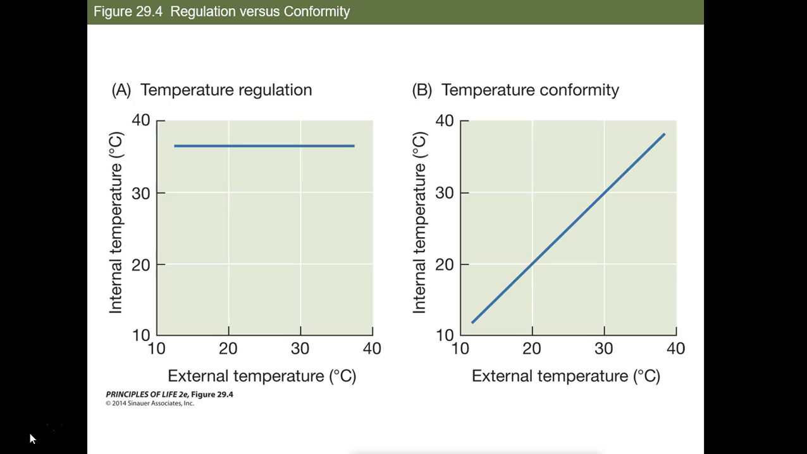On this slide we have two graphs with internal temperatures on the y-axis and external temperatures on the x-axis. An example of temperature regulation is on the left. You can see that this animal's internal temperature stays the same despite the external temperature. On the right, you have an example of temperature conformity. This animal's internal temperature is changing to match the external environment.